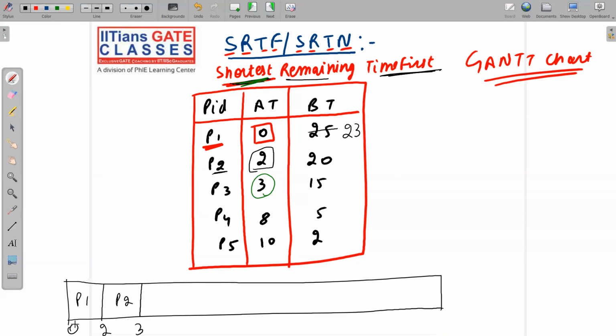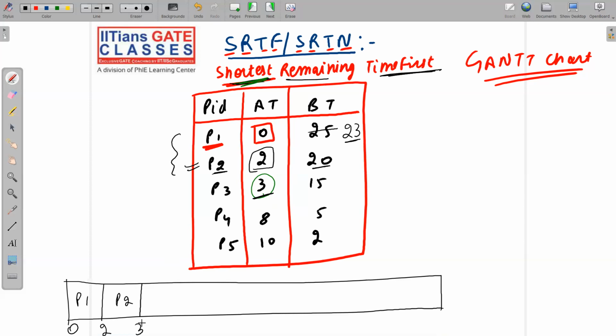Now see here carefully, P1 was executed from 0 to 2. Why was it executed from 0 to 2? Because at time 2, P2 was coming into the picture, so we were having a choice. At time 2, we have two processes in the system, P1 and P2. P1 remaining time is 23 and P2 remaining time is 20. So the one having less remaining time will be executed first. P2 was given priority and P2 has been started. Now till what time will P2 be executed? Time 3, because at time 3, P3 is coming into the picture.